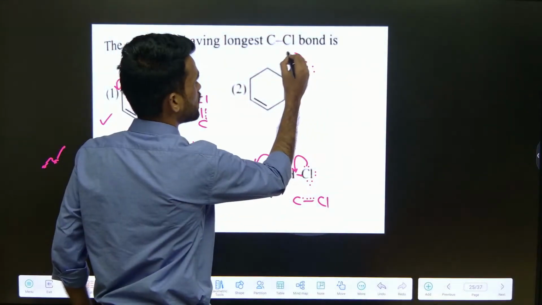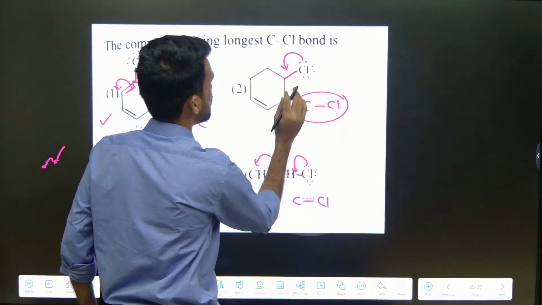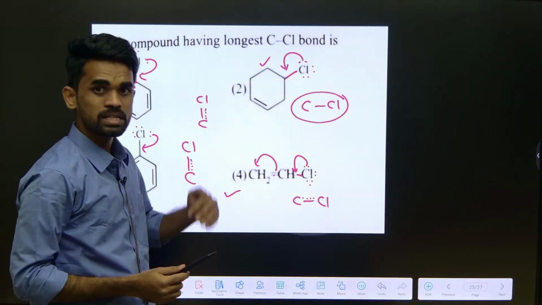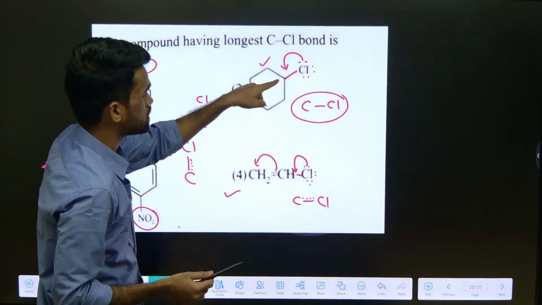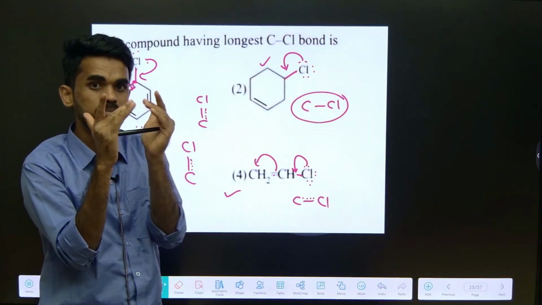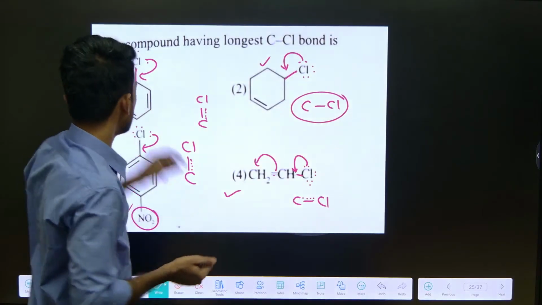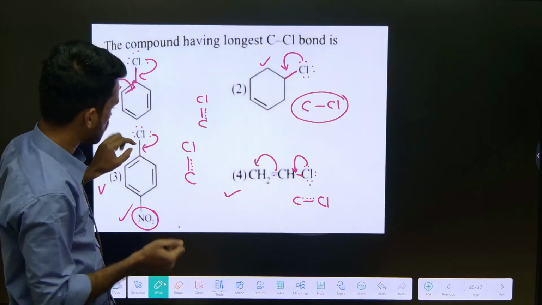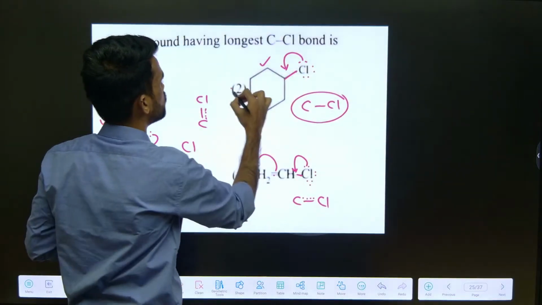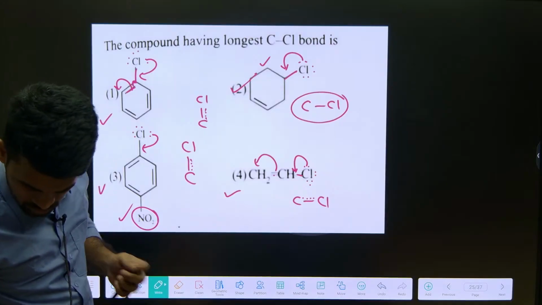So there is no partial double bond character, only carbon chlorine single bond character is there in this option. So the longest, see, lower the bond order, greater is the bond length. Only one bond is there, so larger will be the bond length. If more number of bonds, what happens? Atoms come closer, so bond length becomes small. In the other cases bond length is becoming small as they are coming closer due to the conjugation, but these are only having sigma bond, so bond length will be more in the second option. Hope the discussion is clear here. Is this clear, guys?